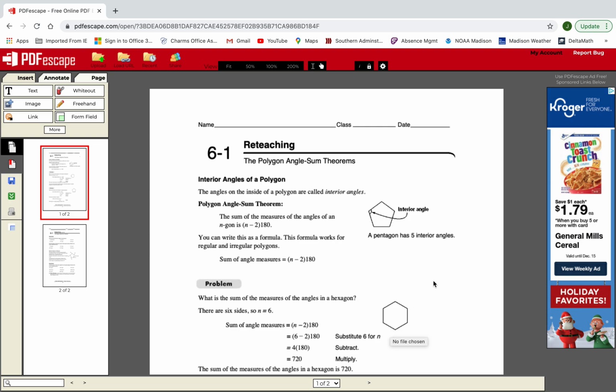Okay, so let's start looking at chapter 6. 6-1 is about the polygon angle sum theorem. So we're getting into polygons now, starting with the angles. Let's work our way through this.